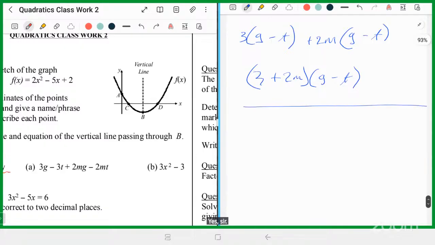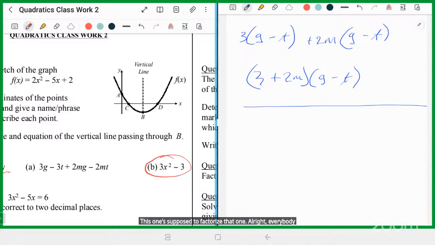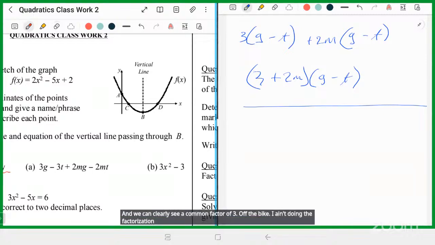Beautiful. Next one is this. Question wants us to factorize that one. Alright? Remember, you must know the type of factorization that you get to do. Now, that's a quadratic, but it's not a trinomial quadratic. So we're not going to use the AC method on it. It's not the 3 terms quadratic. It's a 2 terms quadratic. And we can clearly see a common factor of 3 off the bat. And when you're doing the factorization and there's a common factor, you must always do the common factor first.